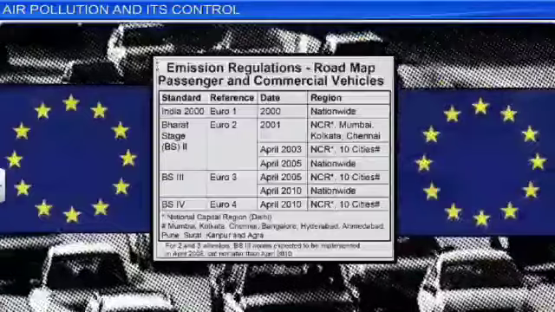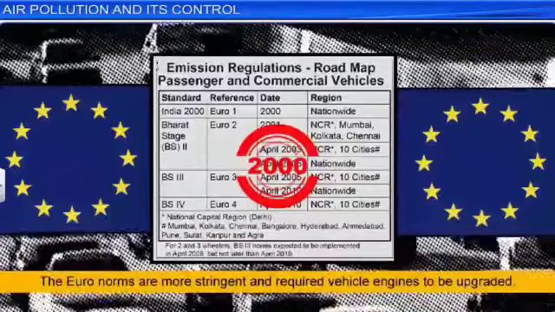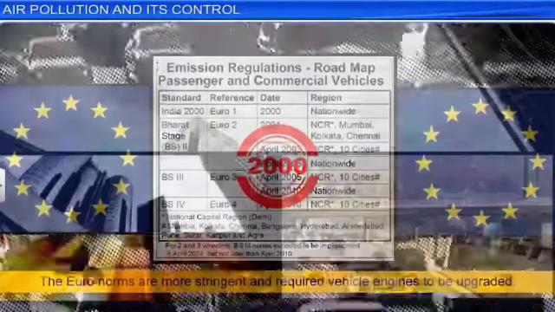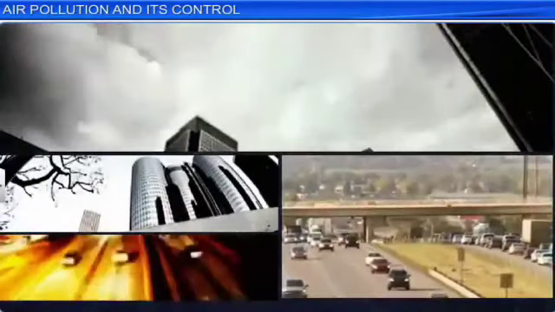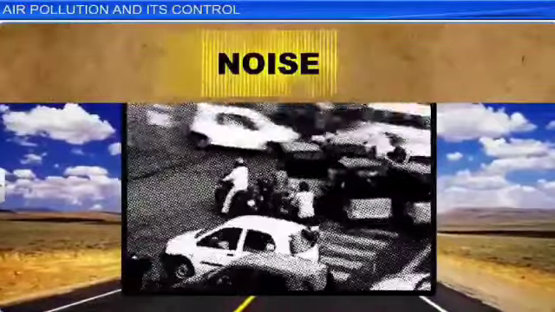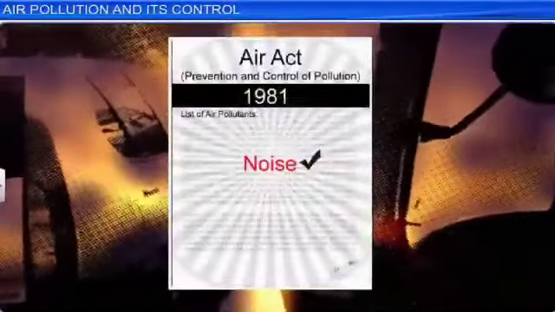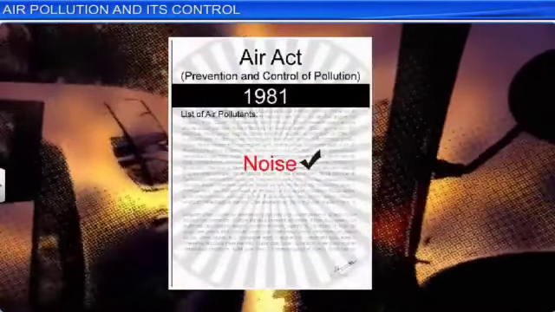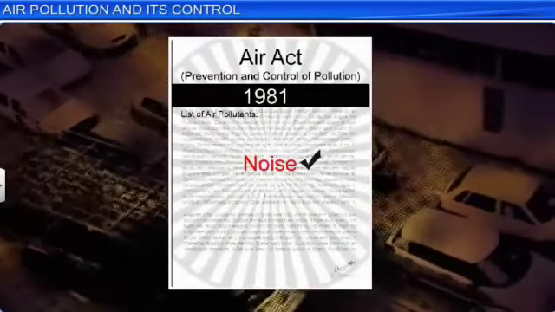This policy was based on the European standards or Euro norms and took effect in 2000. These norms are more stringent and required vehicle engines to be upgraded. The implementation of these stringent norms has considerably improved air quality. However, another air pollutant, noise, also required serious attention, and so amendments were made to the Air Prevention and Control of Pollution Act, which was implemented in India in 1981 to include noise as an air pollutant.